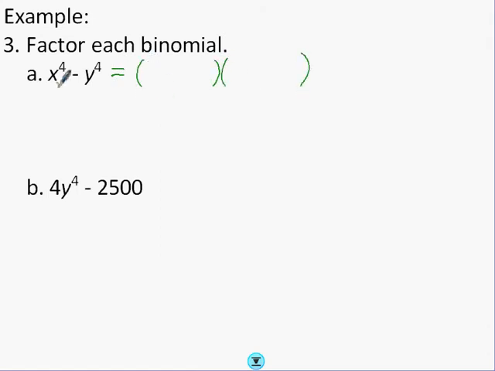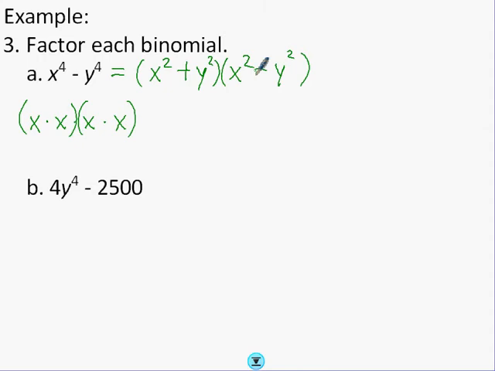The square root of x to the fourth, and just to remind you that x to the fourth is x times x times x times x. The square root of this is just going to be x squared. So the first term is x squared, the first term over here is x squared, and similarly with y to the fourth. The square root of y to the fourth is y squared. One has to be a plus, one has to be a minus.